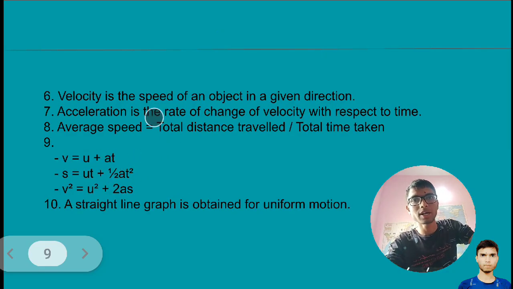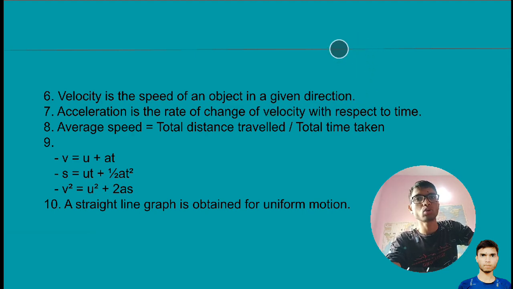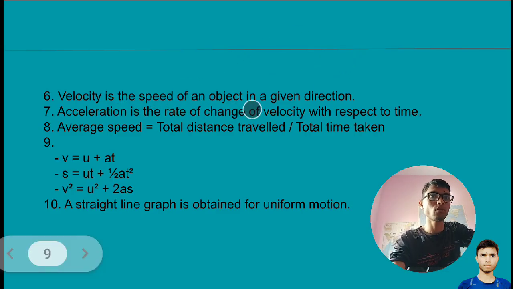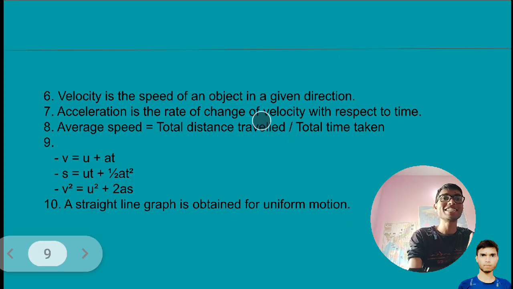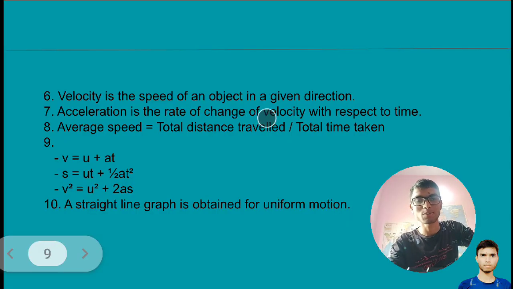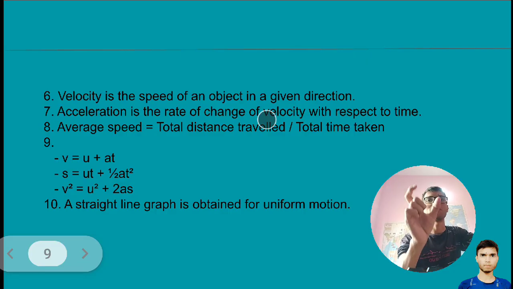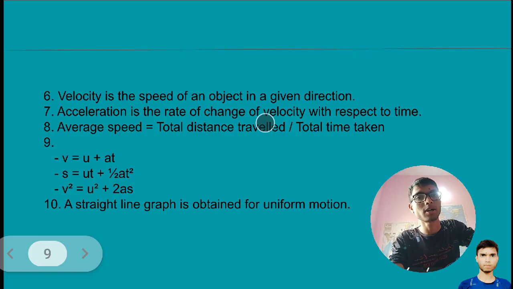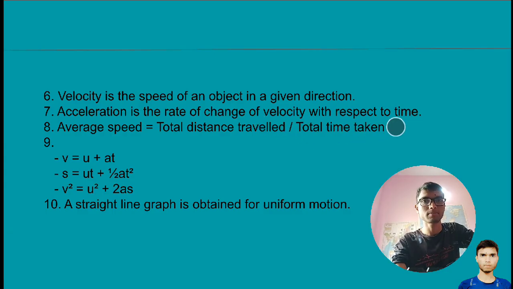Okay, next, velocity is the speed of an object in a given direction. So when velocity comes, it means direction comes. Both look similar, but velocity has a direction, and speed has only a magnitude. Acceleration is the rate of change of velocity with respect to time.